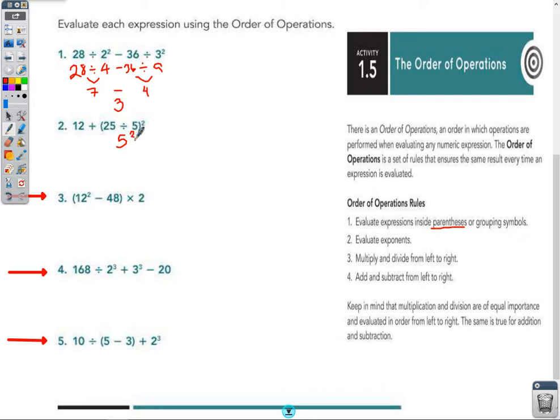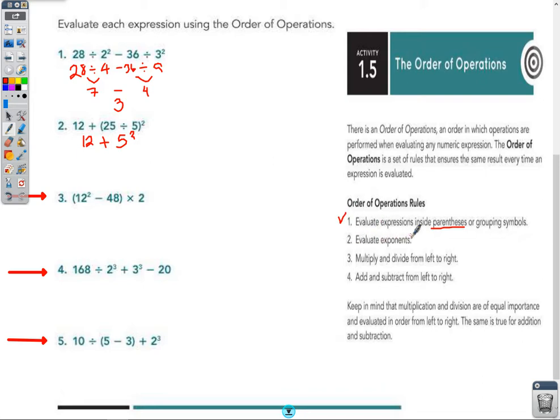And so I'm going to just attach my exponent 2 back to the 5. I'm going to bring everything else down. So the 12 and the plus sign come down. I'm done with step 1.